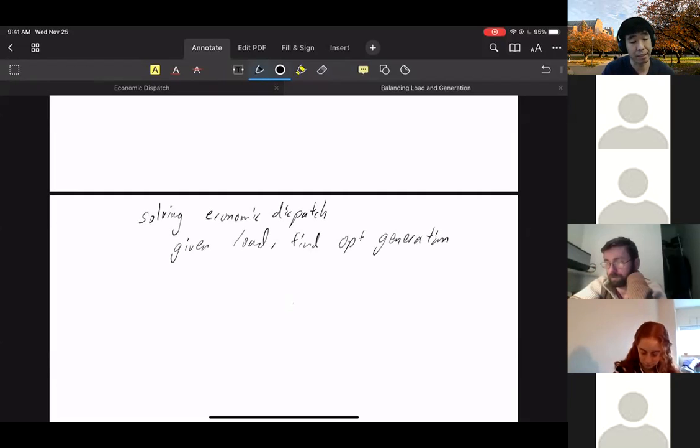This is optimizing the resource allocation in the system, right? My generators are my resources. I allocate them to satisfy demand in an optimal way. So this is a very common networking problem, resource allocation.